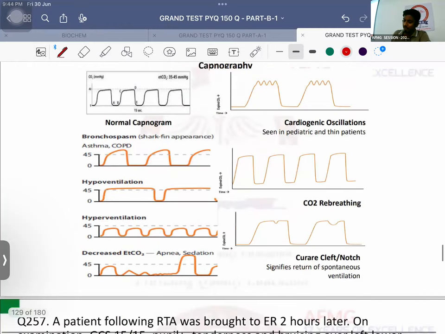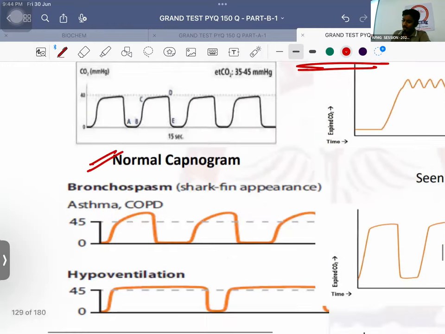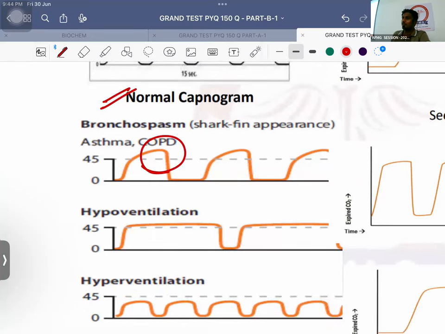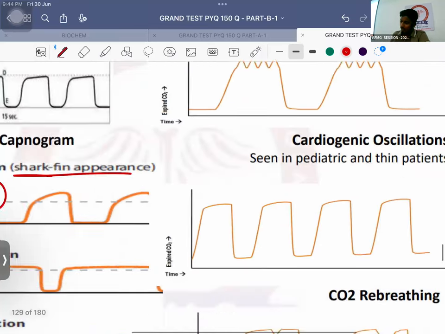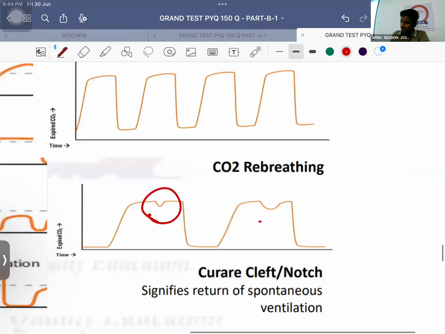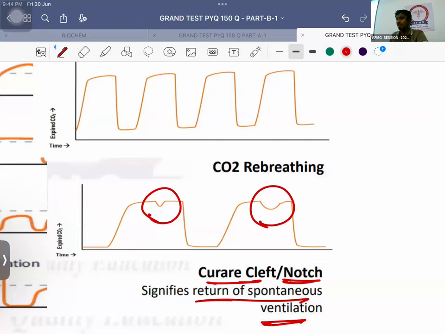This is capnography. Normal capnogram, ye raha. Okay, in bronchospasm conditions like COPD or asthma, it shows shark fin appearance. Please remember. Next important is this. When there is a notch, what is this notch called as? Curare cleft or curare notch. It says that the patient has started breathing on his own. That means it is suggestive of return of spontaneous ventilation.